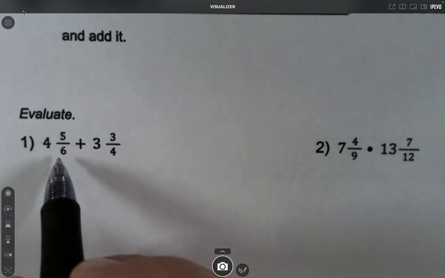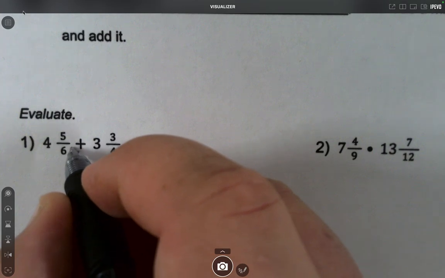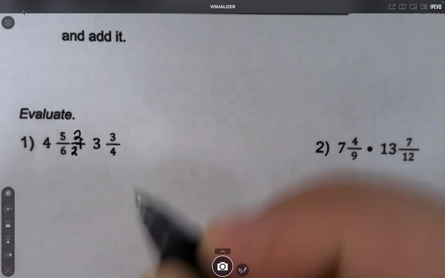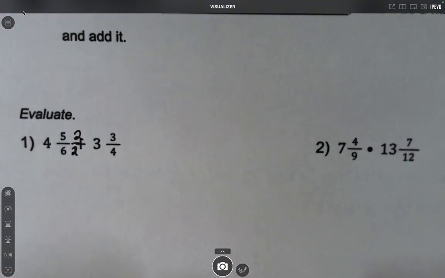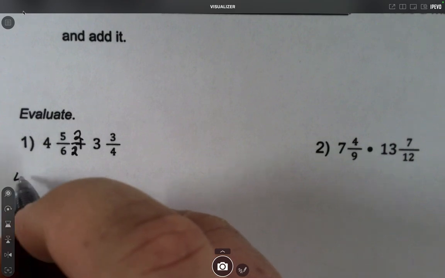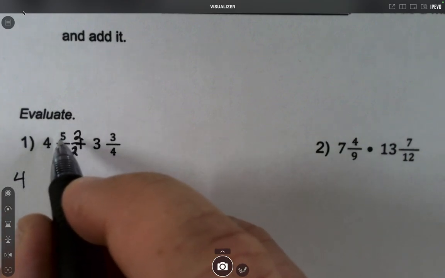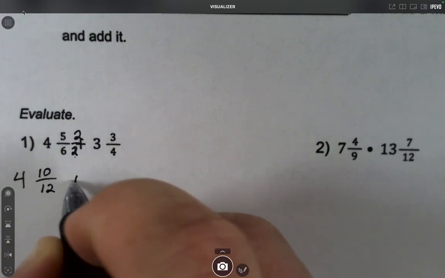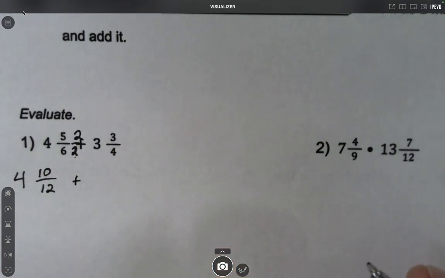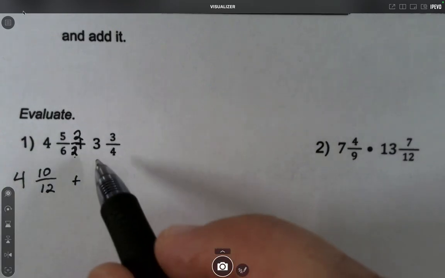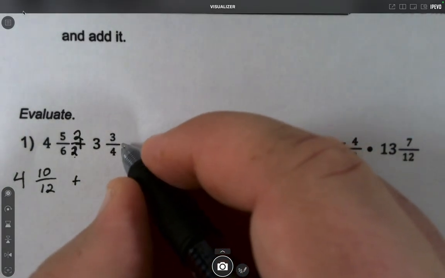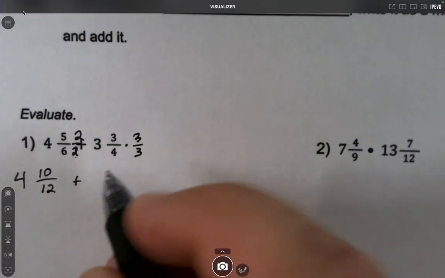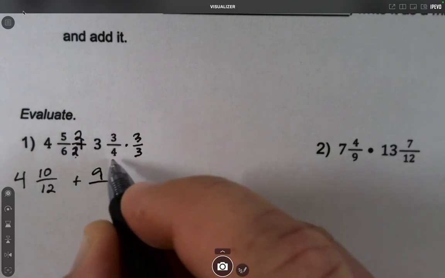So to turn a 6 into a 12, I have to multiply it by 2, and whatever you do at the bottom, you have to do the same thing at the top. So I have 4, and now it's 5 times 2 is 10, 6 times 2 is 12. And then here, to get 4 changed to a 12, we multiply by 3. So multiply the top and bottom by 3. 3 times 3 is 9. 4 times 3 is 12.